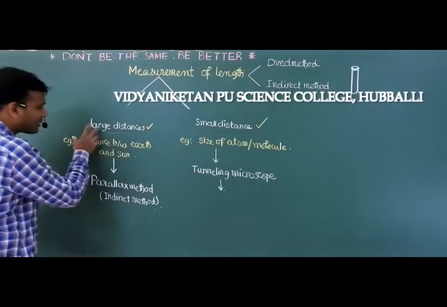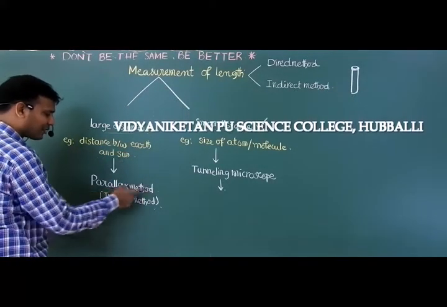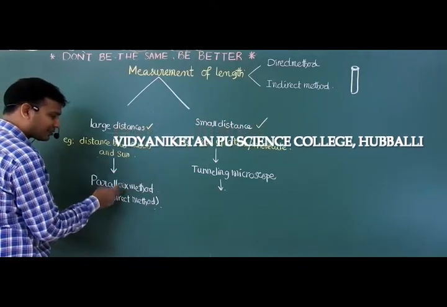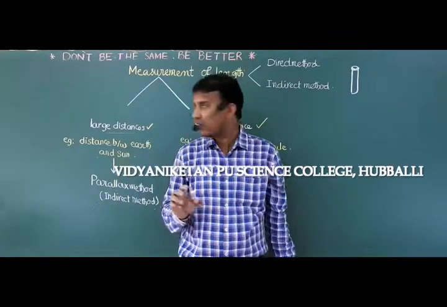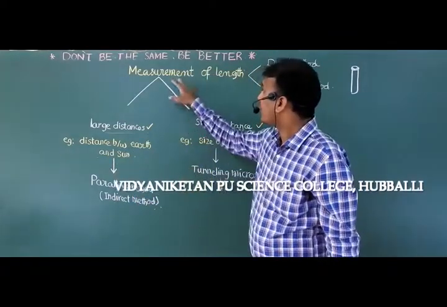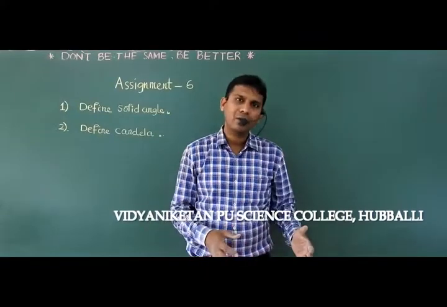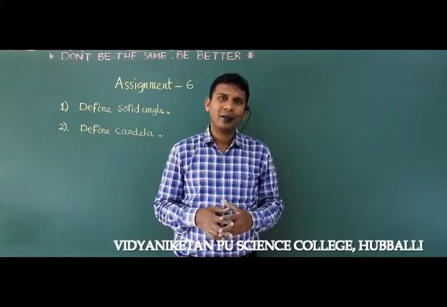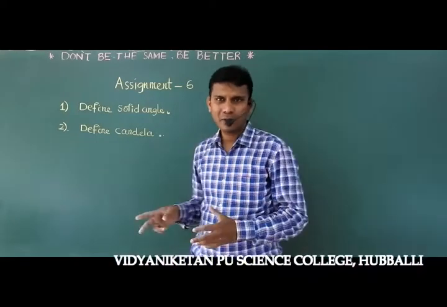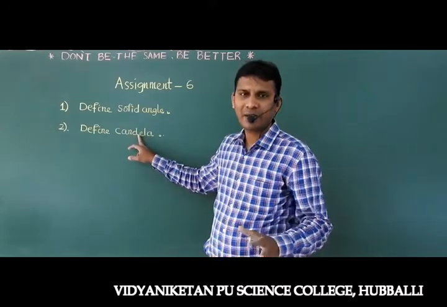So to find larger distances such as the distance between the Earth and the Sun, we always prefer the indirect method, that is nothing but the parallax method. Okay? So these are the methods to find the measurement of length. Right. So tomorrow we will discuss the parallax method. Right? Now here I am giving only two assignment questions. One is define solid angle, one is define candela.